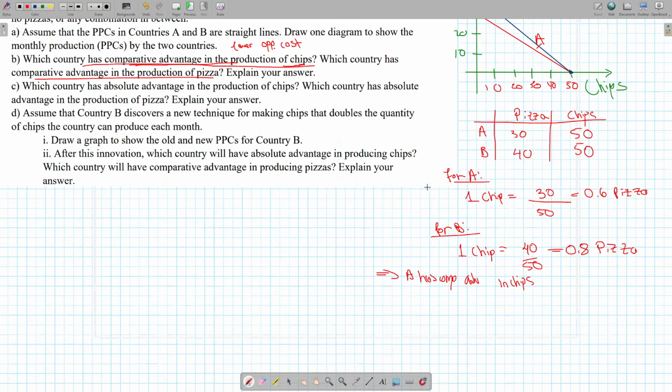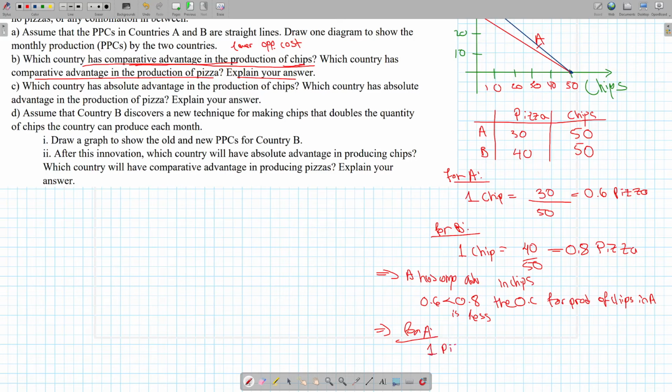Alright, now since we said explain your answer, you have to show, since 0.6 is less than 0.8, the opportunity cost for production of chips in A is less. Alright, now how about for the production of pizza? Let's do the same steps. Now production of pizza, same thing, but how do you do it?